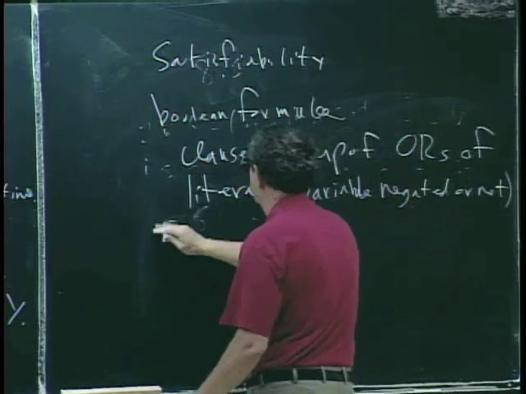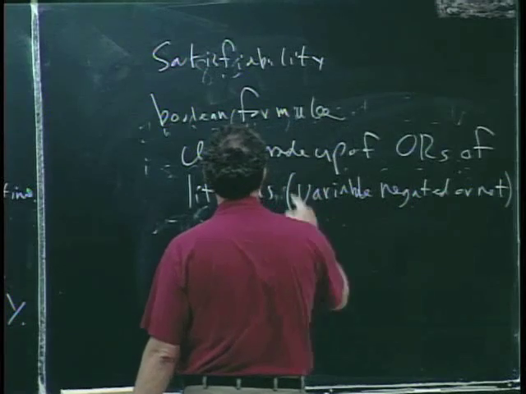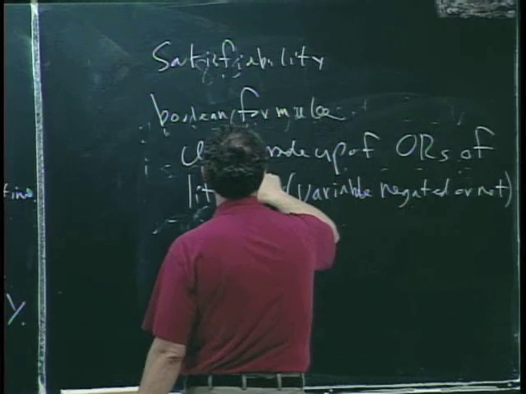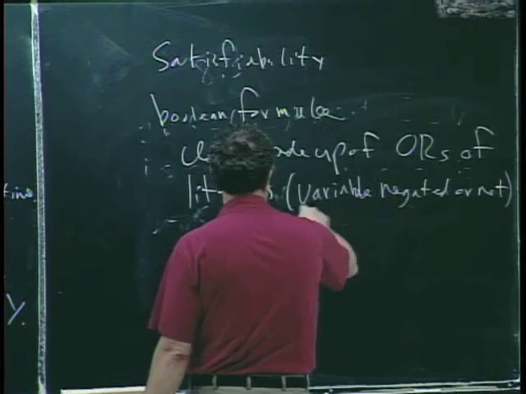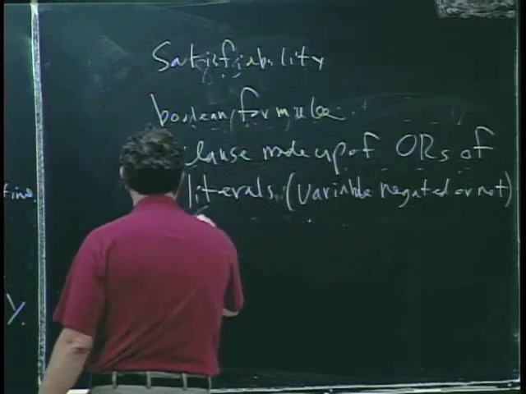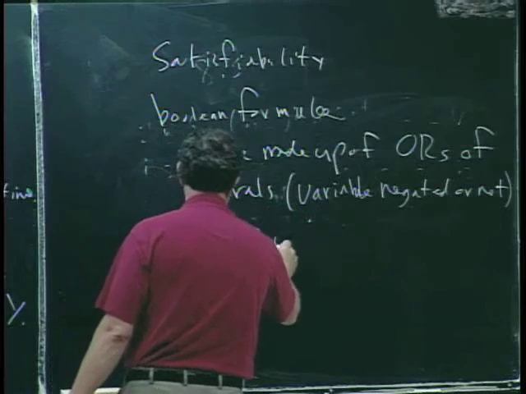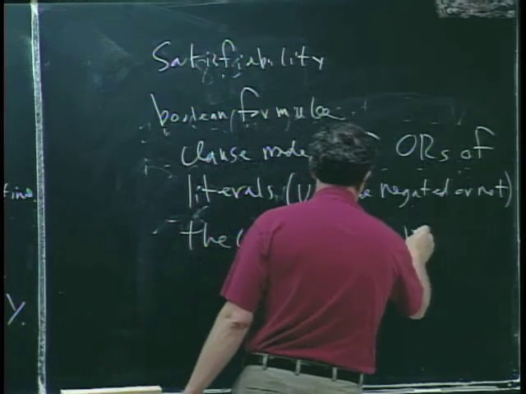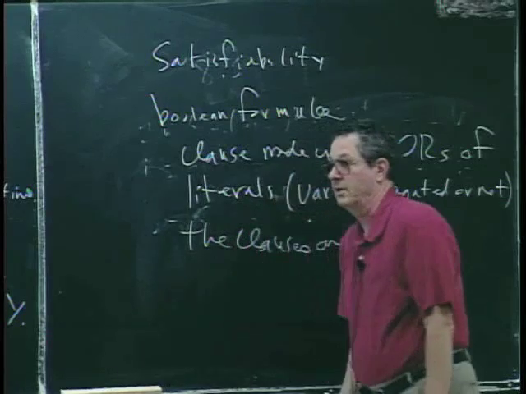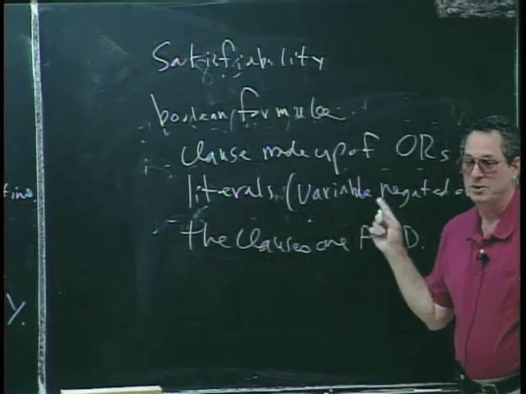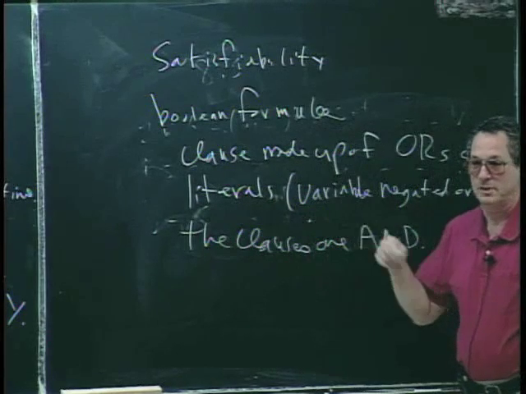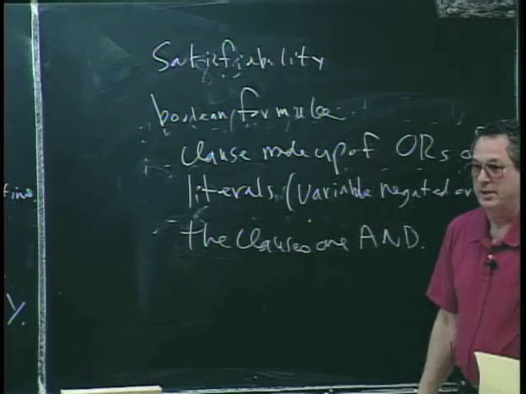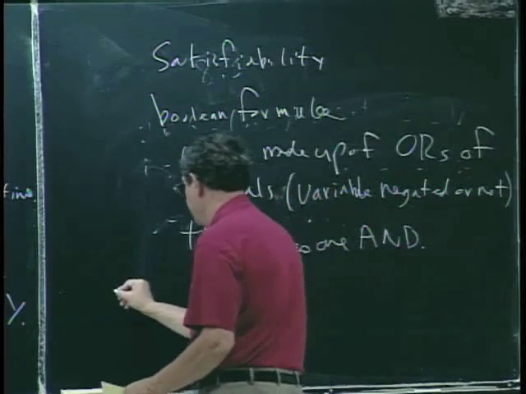Okay, too many words. A Boolean formula is made up of clauses, made up of ORs of literals, and then the clauses are ANDed. I'm sure everybody has seen Boolean formulas in one class or another. You may not have called them that, and you probably didn't make it as obscure sounding as what I've just done here. Well, let me just give you an example.